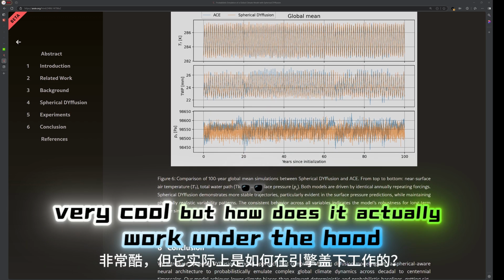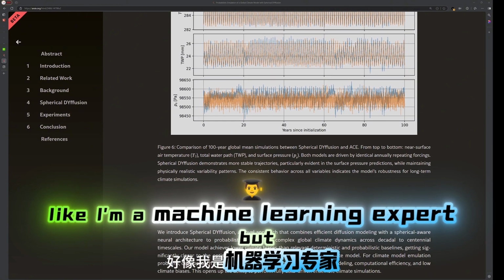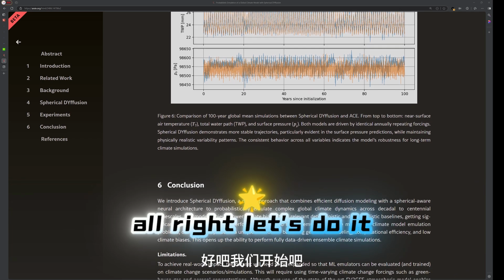Very cool. But how does it actually work under the hood? Break it down for me like I'm a machine learning expert, but maybe a bit rusty on the specifics. All right, let's do it.